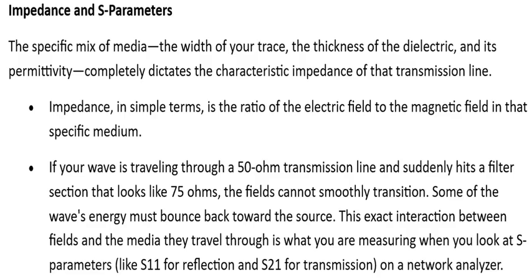Impedance and S parameters. The specific mix of media, the width of your trace, the thickness of the dielectric, and its permittivity completely dictates the characteristic impedance of that transmission line. Impedance, in simple terms, is the ratio of the electric field to the magnetic field in that specific medium. If your wave is traveling through a 50-ohm transmission line and suddenly hits a filter section that looks like 75 ohms, the fields cannot smoothly transition. Some of the wave's energy must bounce back toward the source.